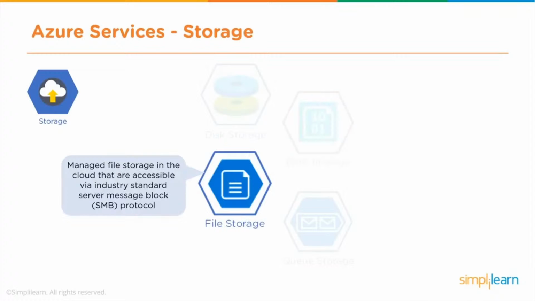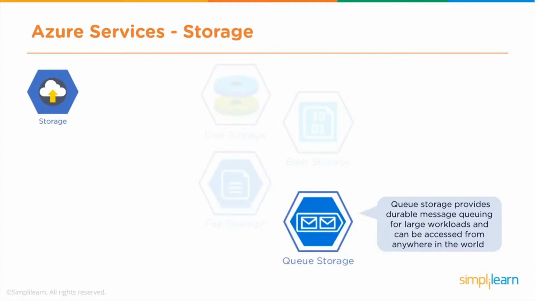Next, you have file storage, which is a managed file storage and can be accessible via the SMB protocol or the server message block protocol. And finally, you have queue storage. Now with queue storage, you can provide durable message queuing for an extremely large workload. And the most important part is that this can be accessed from anywhere in the world.